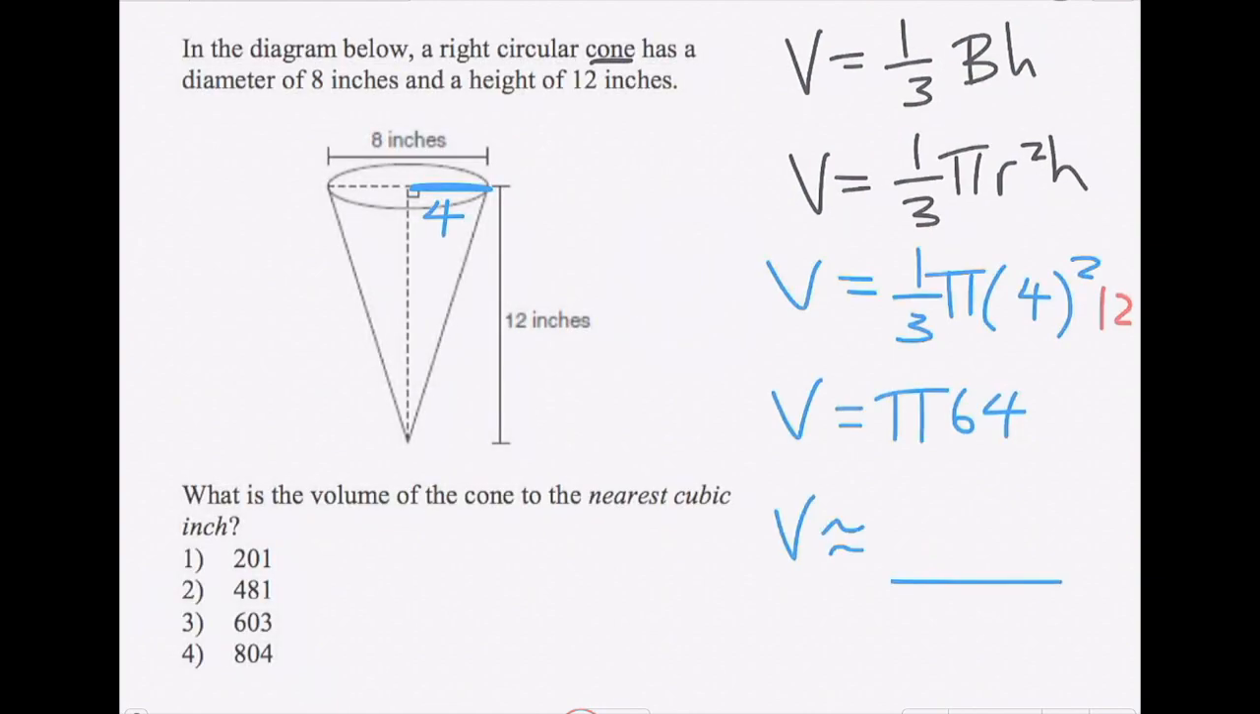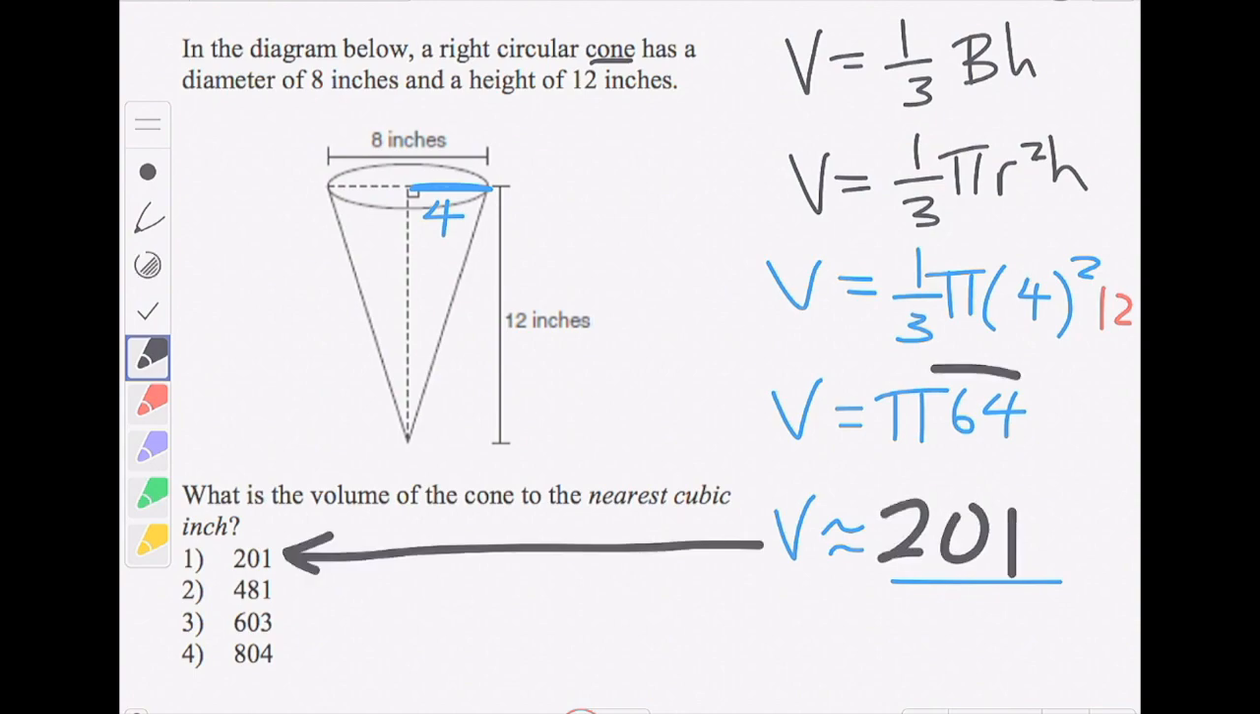How did you do? Hopefully you realized that the 8 inches was the diameter, so the radius would be 4. They're telling you that the height is 12, and it's just simply plugging those numbers into the formula and getting pi times 64, or 201, as it turns out.